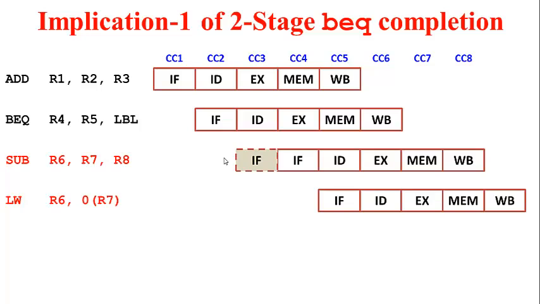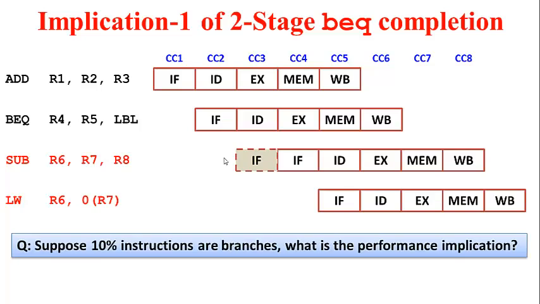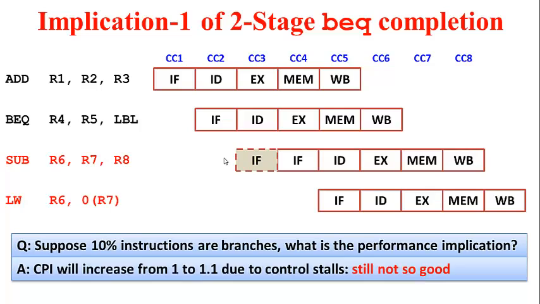So let us now answer this performance question again. Suppose 10% of the executed instructions are branches. What is going to be the performance implication? In this case, the CPI will increase from 1 to 1.1 because one bubble enters the pipeline for every executed branch instruction. This is better than CPI increase from 1 to 1.2, but it is still not so good.